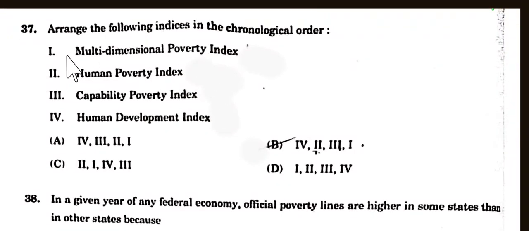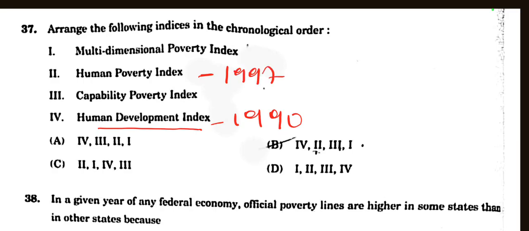Then question number 37, arrange the following indices in chronological order: multidimensional poverty index, human poverty index, capability poverty index, human development index. First comes the Human Development Index, HDI, which came in 1990. Then the Human Poverty Index, HPI, came in 1997. The Capability Poverty Index also came in 1997. Then the Multidimensional Poverty Index, MPI, came in 2010.